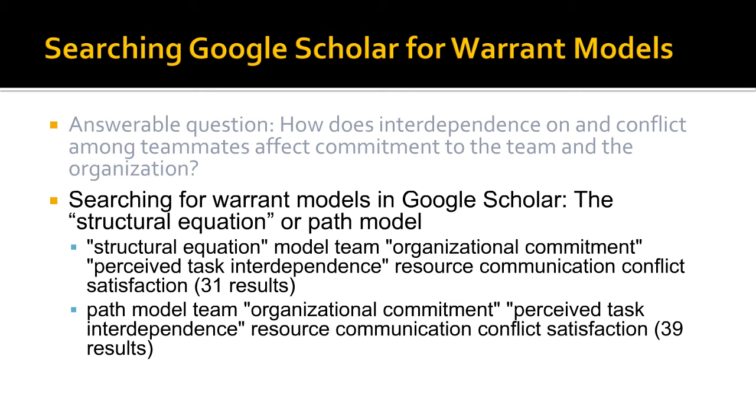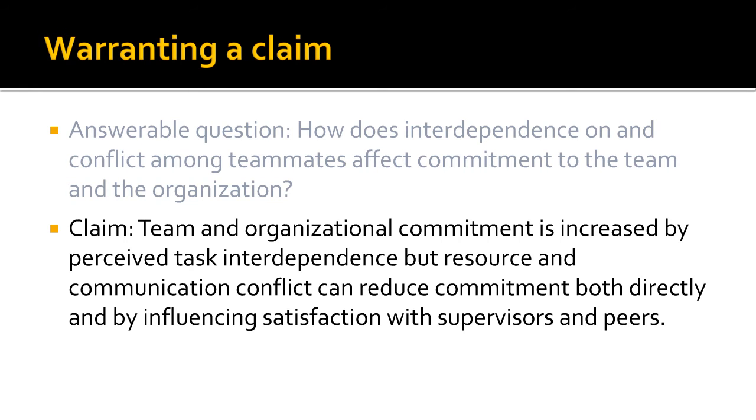As you can see here, the 2 searches produced nearly the same number of hits. However, the more generic path model search found 8 papers that were not found using the more restrictive structural equation search term. In your searches, you can decide which method is best for the type of models you seek to find. Since both searches produced the same article by Bishop and Scott 2000 at the top of the list, we can be somewhat confident that this is a good starting point for developing a claim.